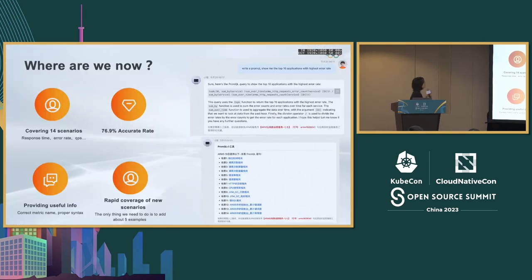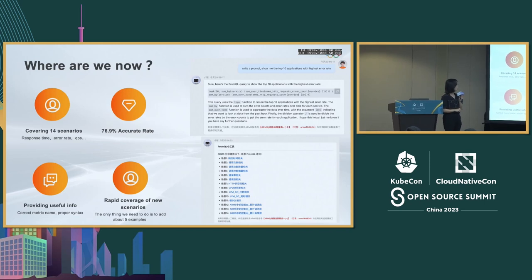Okay, so where are we now? Currently, we have covered 14 scenarios, including the response time, error rate, QPS, and HTTP status count. And the accuracy there is about 76.69%. For the scenarios we didn't cover or the wrong cases, the final PromQL may not be correct, but we can still provide very helpful information, like the correct metric name and the proper syntax.